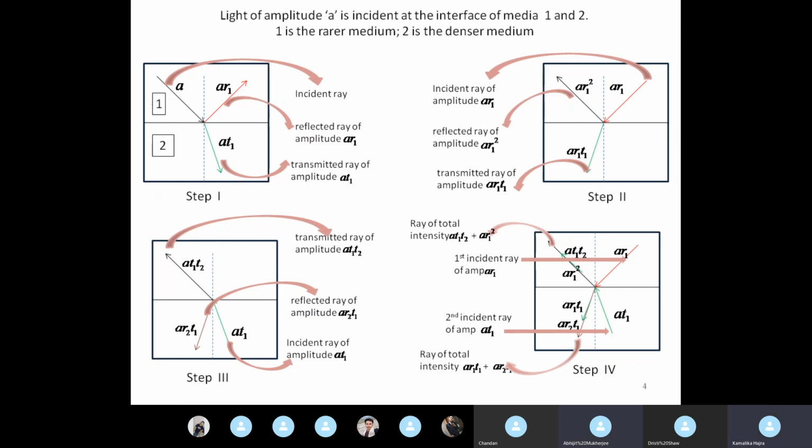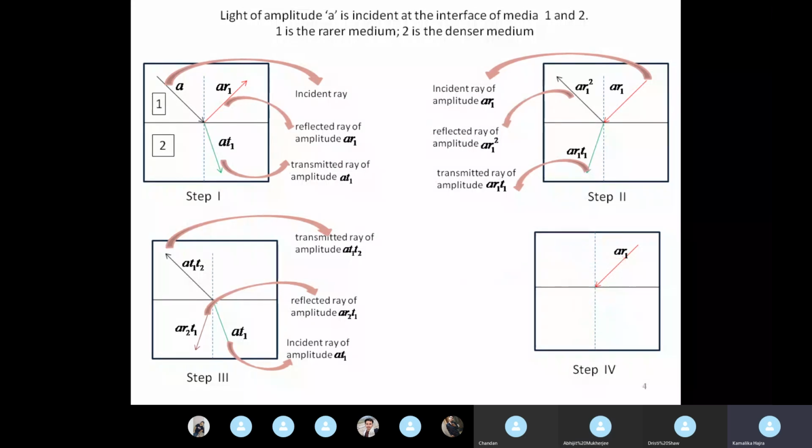Okay, let's go back. What we had so far were single incident rays. This is the first case, this is the second case, this is the third case. In the fourth case, I first have this as my incident ray, which produces the reflected and transmitted rays AR1 squared and AR1 T1. Simple.